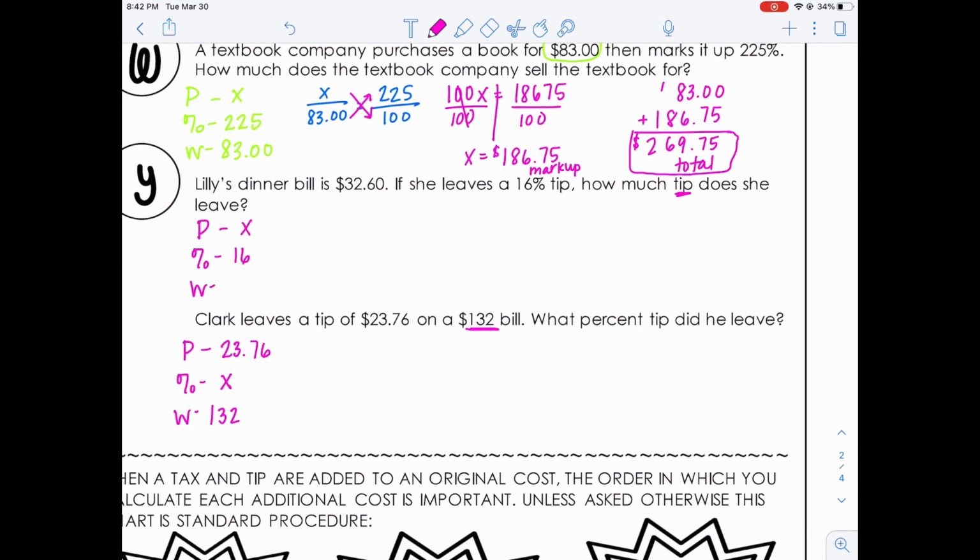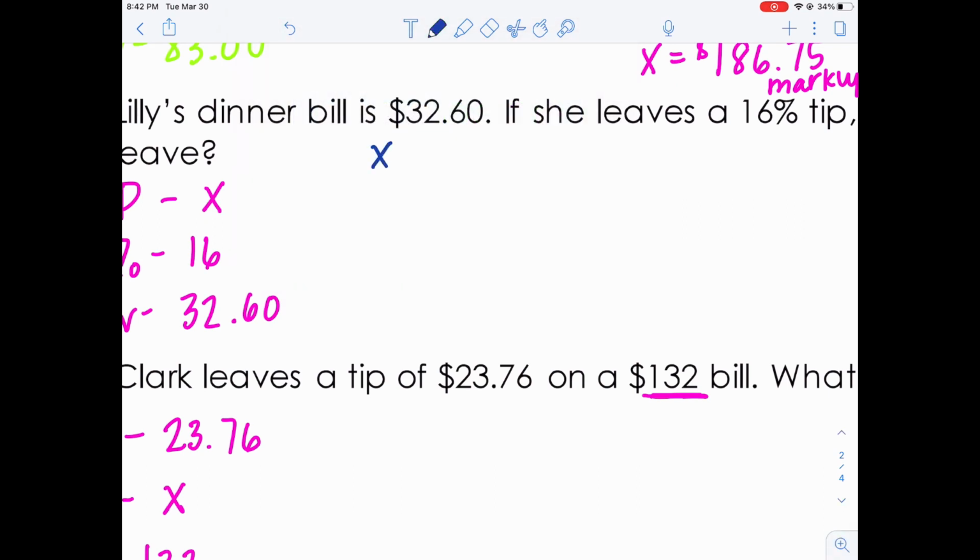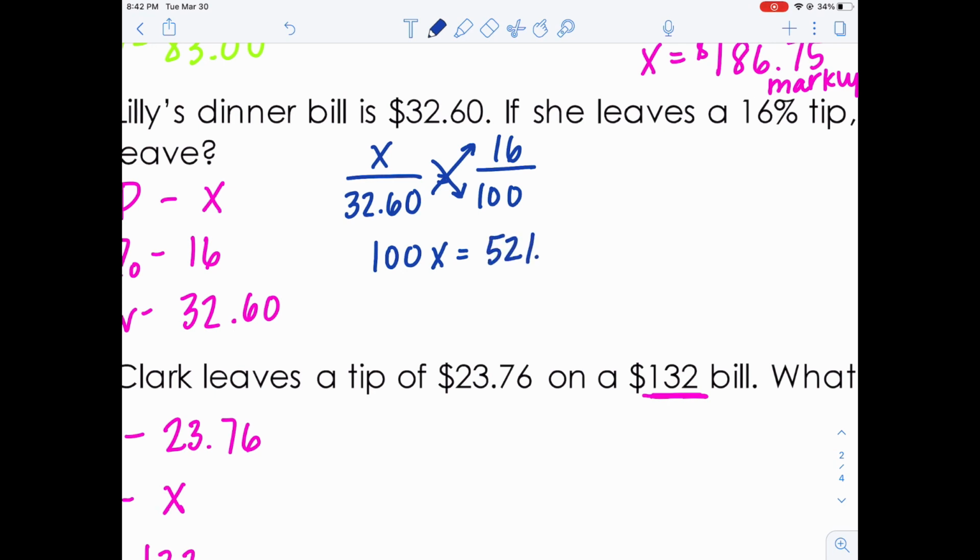For the first one, the part is X, the percent is 16, and the whole is $32.60. We're going to plug it into our percent proportion. X over $32.60 equals 16 over 100. Using cross multiplication, we're going to do X times 100, which is 100X. And then we're going to do $32.60 times 16, which is 521.6.